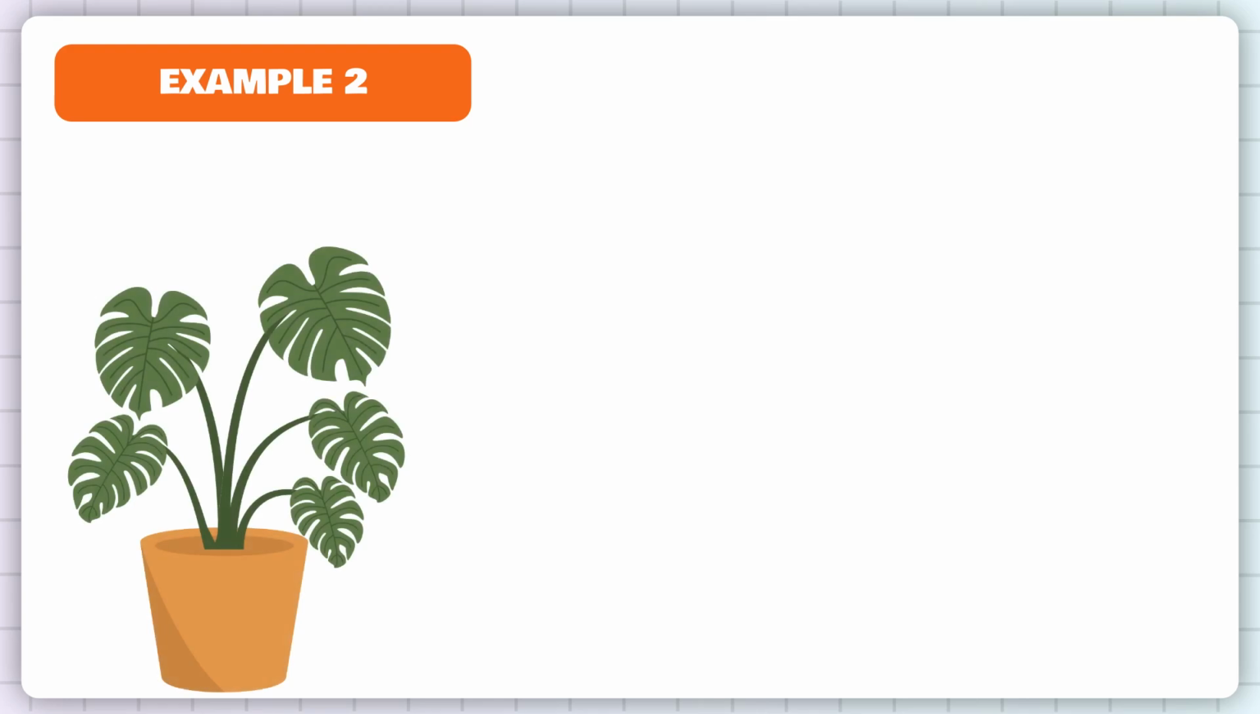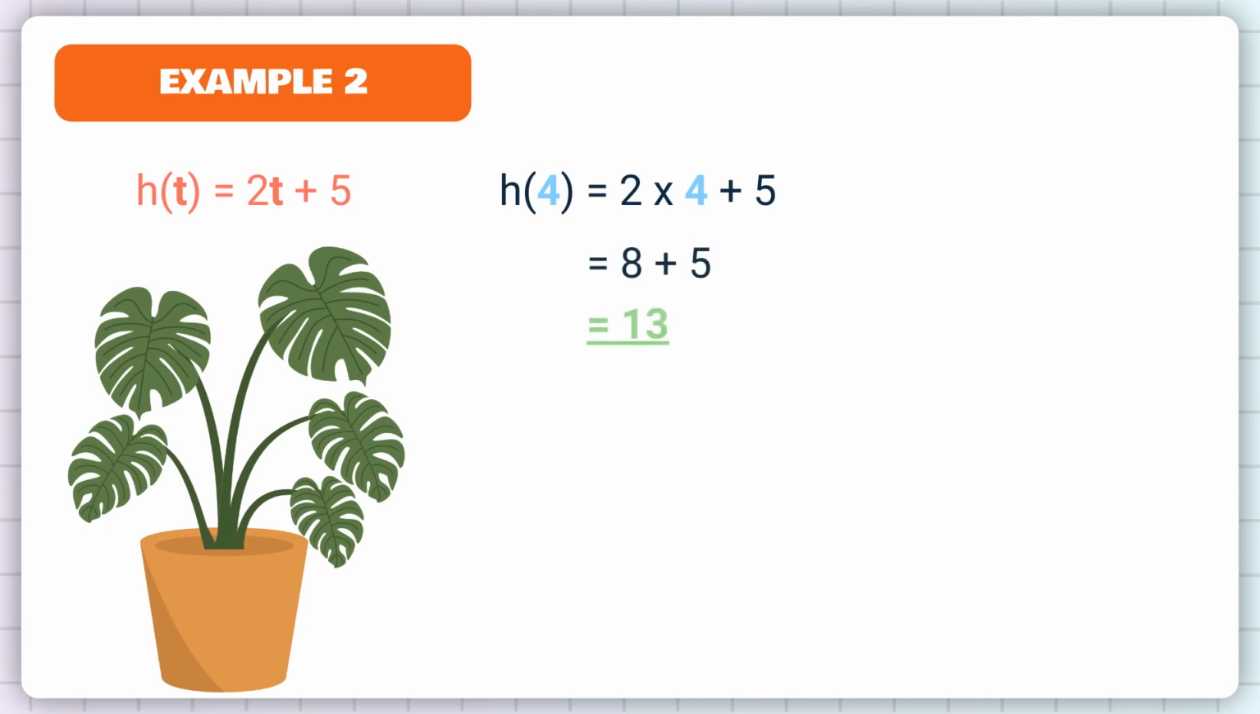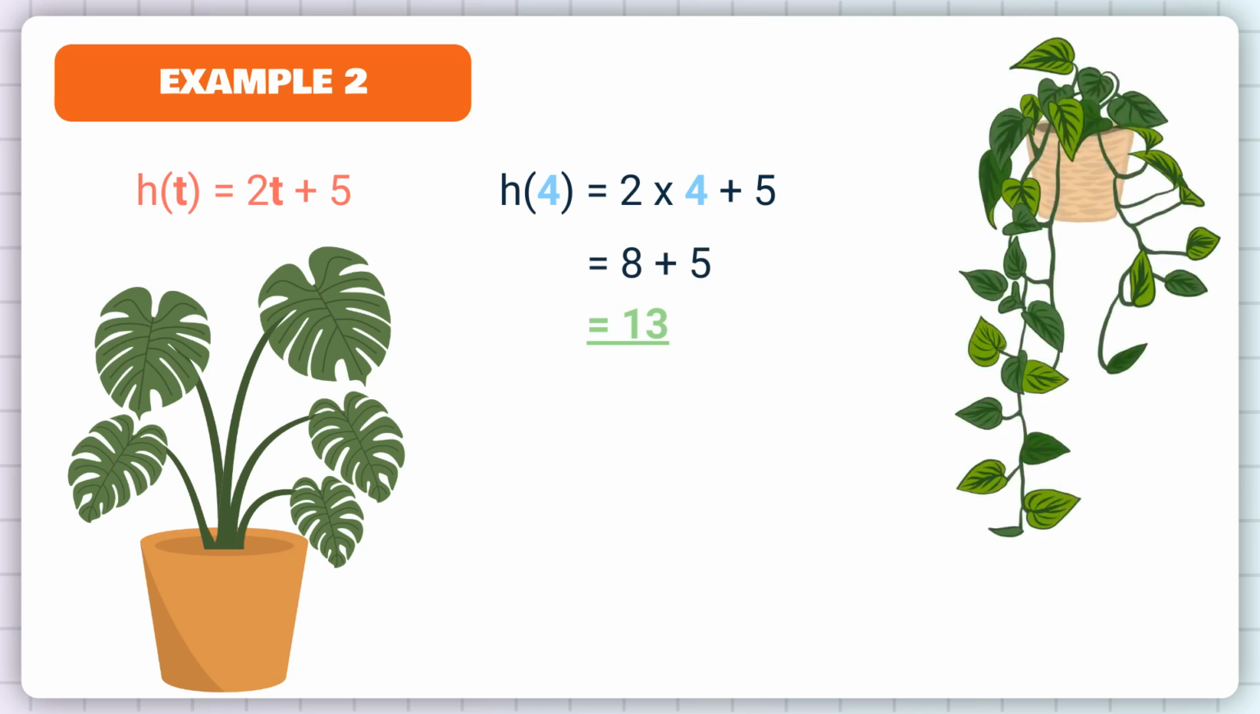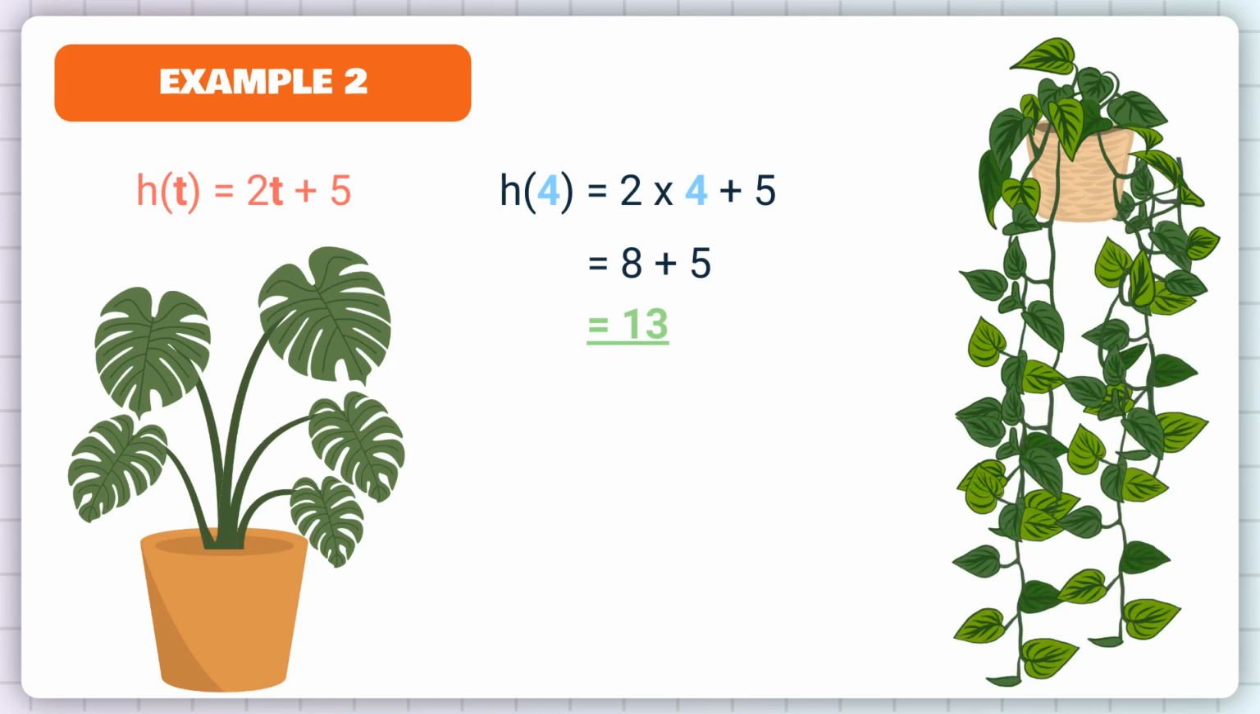Now let's move on to a slightly more complex example. Suppose we have a function that describes the height h of a plant over time, t in weeks. The function looks like this. Let's determine the height of the plant after 4 weeks. Using the function, we substitute t with 4. 2 times 4 is 8. We can then do 8 plus 5, which makes 13. So the height of the plant after 4 weeks is 13 centimeters. This example demonstrates how functions can model growth over time.